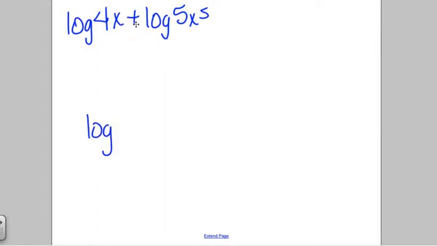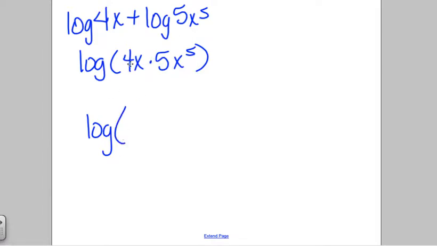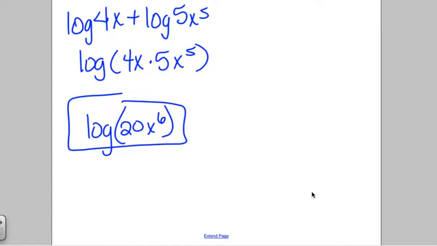So what if I have log of 4x plus log of 5x to the fifth? If I have adding two logs together, I need to be able to condense those into a single log. So when I'm adding logs, that means I'm going to multiply what's inside. So 4x times 5x to the fifth. So with this, you need to know your exponent rules. 4 times 5 is just 20. X times x to the fifth is just x to the sixth. Remember, same base, you add. So log of 20x to the sixth is that expression condensed.